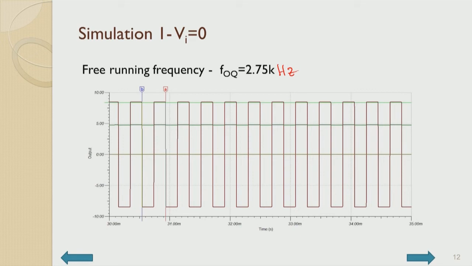So this is what is done. Vi equal to 0, input is connected to ground, then output frequency happens to be 2.75 kilohertz. That's what it is. Output frequency is 2.75 and the quiescent voltage you can see here is nothing but 5 volts, slightly less than 5 volts, right. So this is the situation of the quiescent condition, right. You can measure the output frequency, it is close to 2.75 kilohertz.